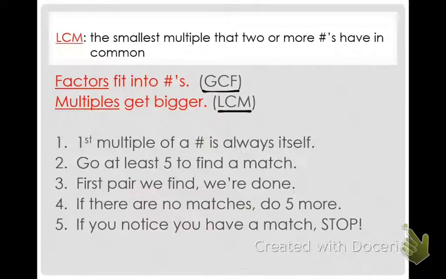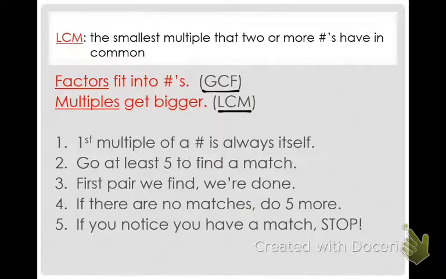I want you to say these things with me. Repeat after me. Number one. So here's what we're doing: when you're finding the LCM by listing multiples, you're going to write the first multiple of a number. Always put itself as the first one. Number two. You're going to go at least 5 numbers in order to find a match.